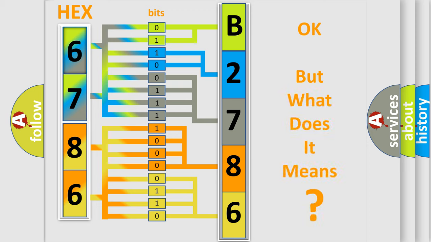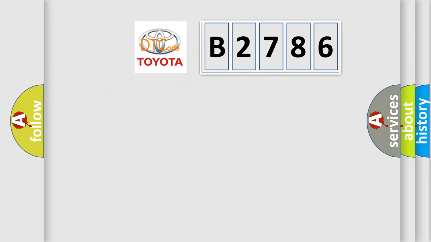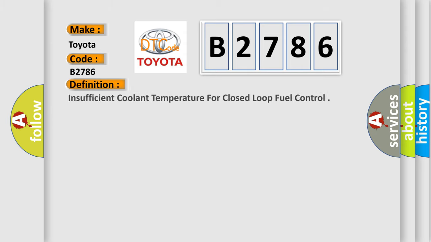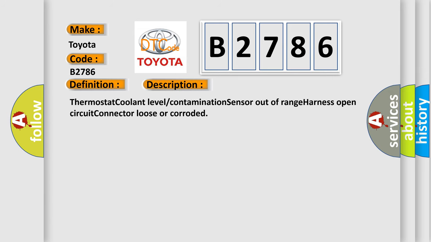The number itself does not make sense to us if we cannot assign information to what it actually expresses. So, what does the diagnostic trouble code B2786 interpret specifically for Toyota car manufacturers? The basic definition is insufficient coolant temperature for closed loop fuel control. And now this is a short description of this DTC code: thermostat, coolant level, contamination, sensor out of range, harness open circuit, connector loose or corroded.